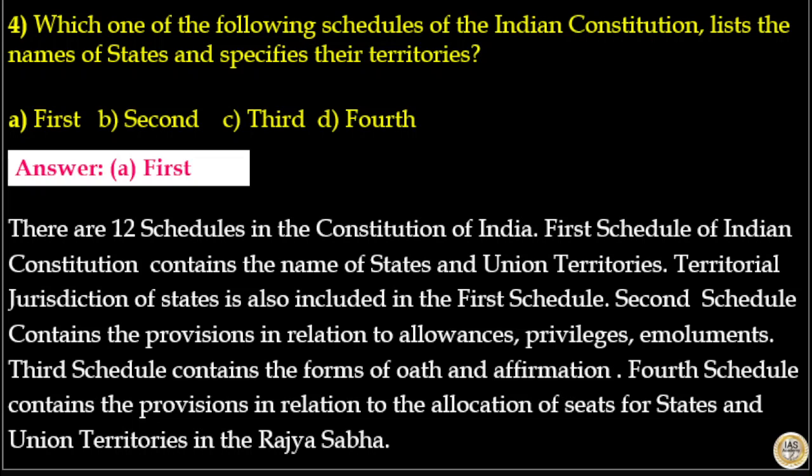Territorial jurisdiction of states is also included in the first schedule. Second schedule contains provisions in relation to allowances, privileges, emoluments. Third schedule contains forms of oath and affirmation. Fourth schedule contains provisions in relation to allocation of seats for states and union territories in Rajya Sabha. So, here the answer to this question is option A, first schedule.